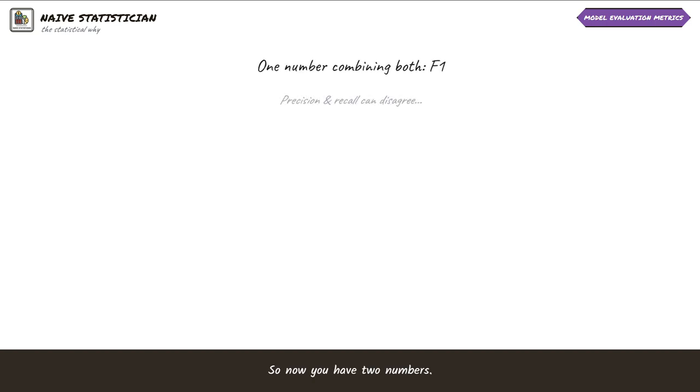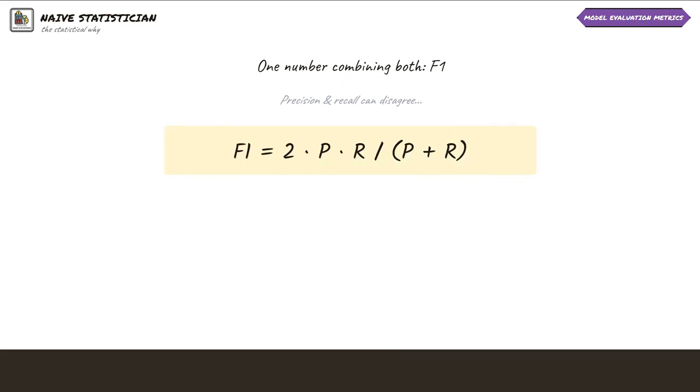So now you have two numbers, precision and recall. That can disagree. Sometimes you want a single number that combines both. That is the F1 score. F1 is the harmonic mean of precision and recall.